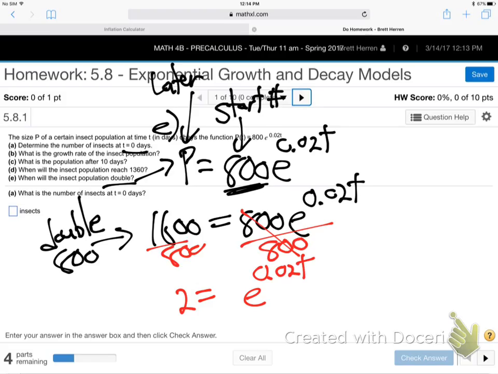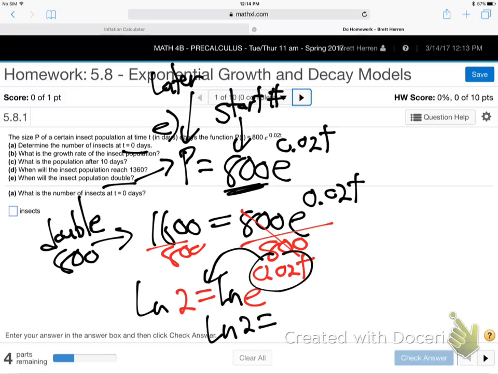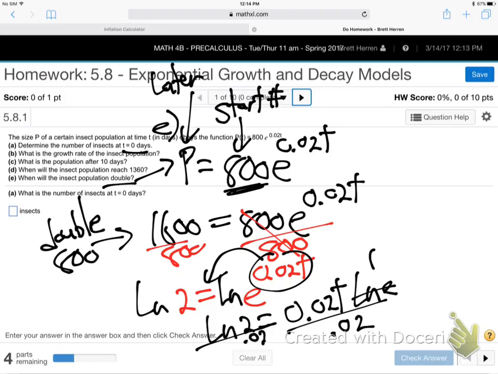Get the base alone. Our friend, natural log, both sides. Power comes down. ln 2 is 0.02t ln e, which is just 1. Last step. Divide by the 0.02. Divide. I'm running out of room here. By the 0.02 on both sides. So t equals ln 2 over 0.02.